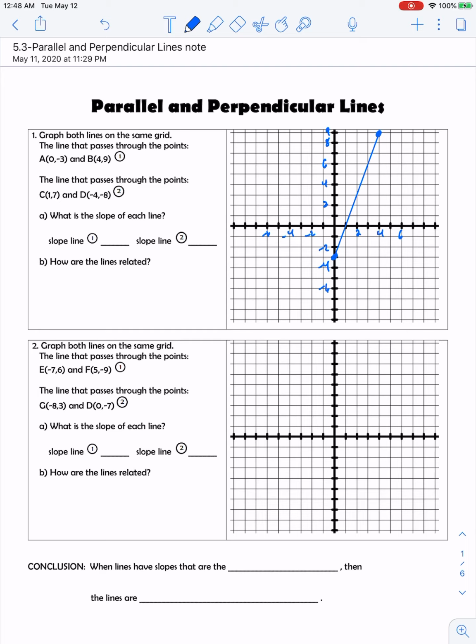Okay, the slope of that line is a rise of 12 over a run of 4. So slope equals 12 over 4, and 12 over 4 equals a slope of 3, or 3 over 1. So that's a slope of 3.